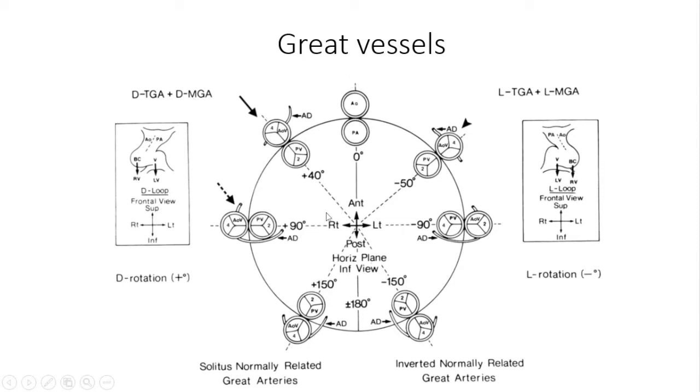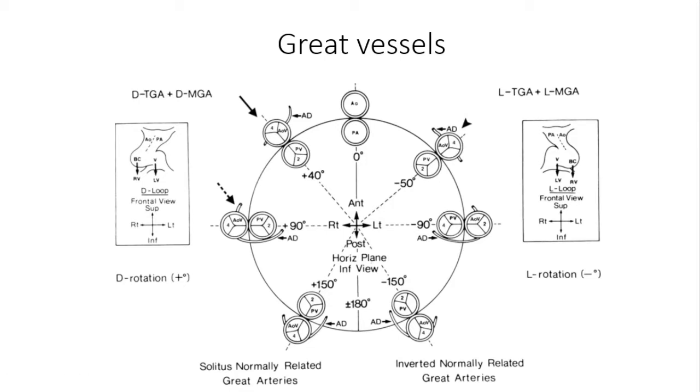Other possible configurations are side-by-side great arteries or anterior-posteriorly related great arteries. In case there is atresia, it is denoted by X. Other possibility is truncus arteriosus, in which the common trunk gives rise to the great arteries.